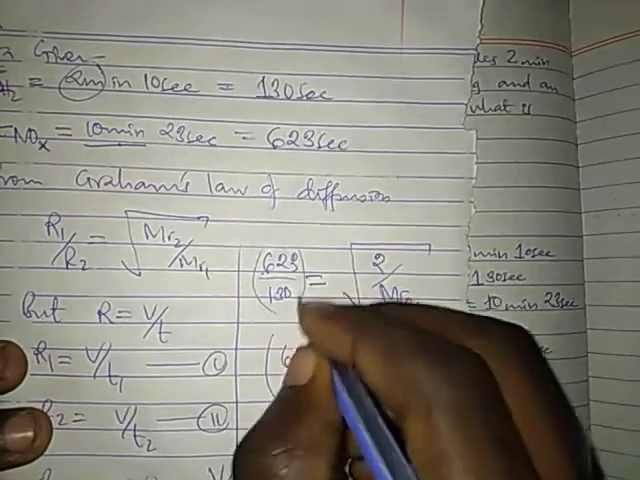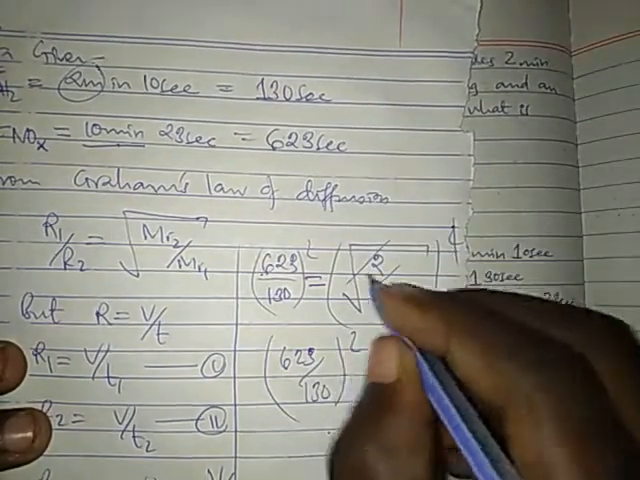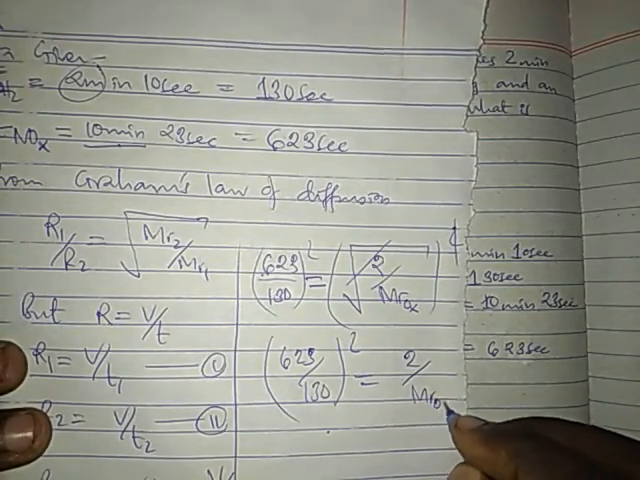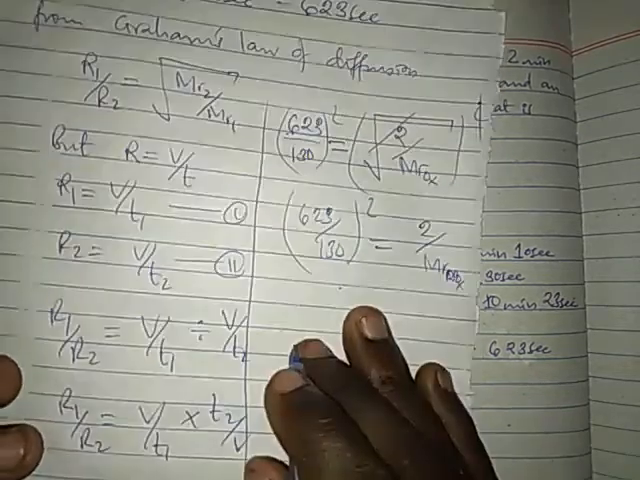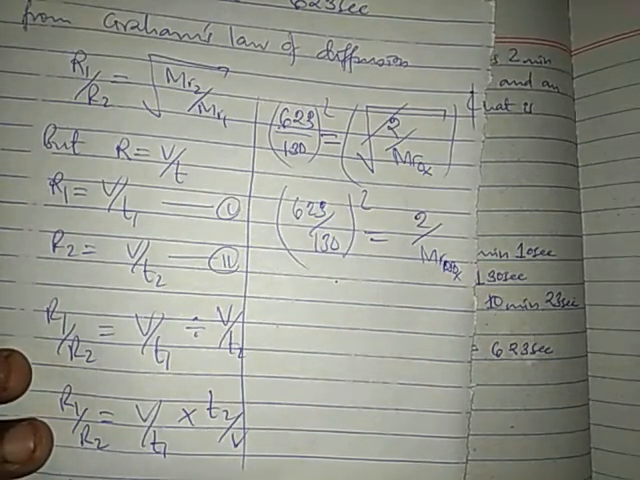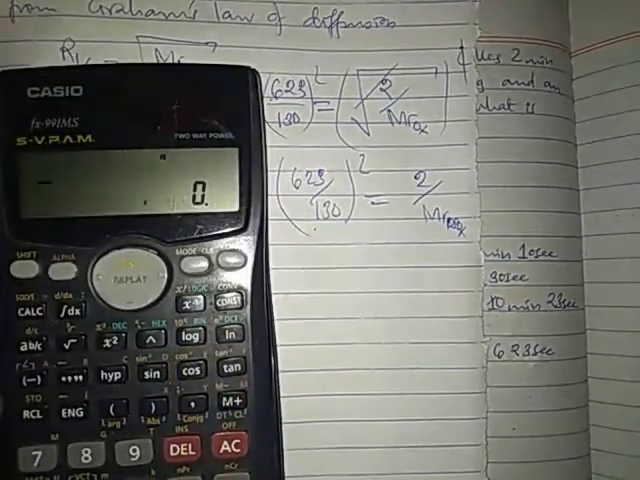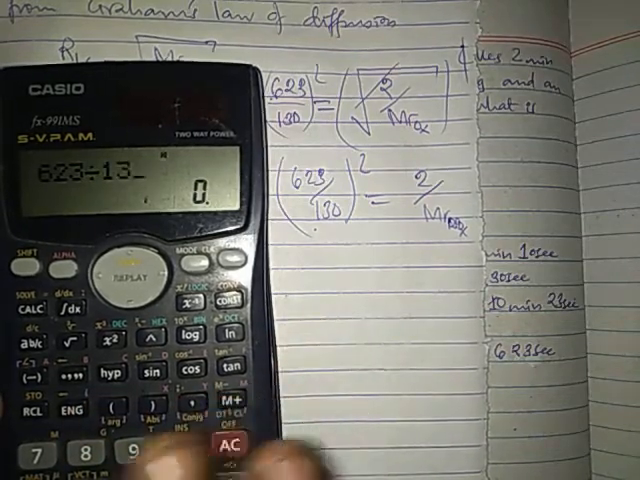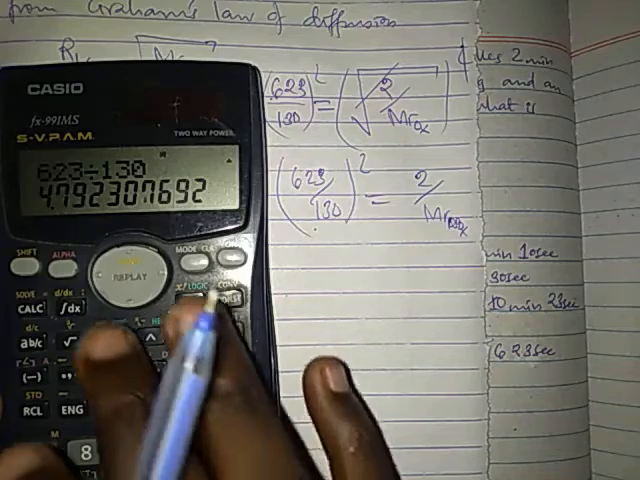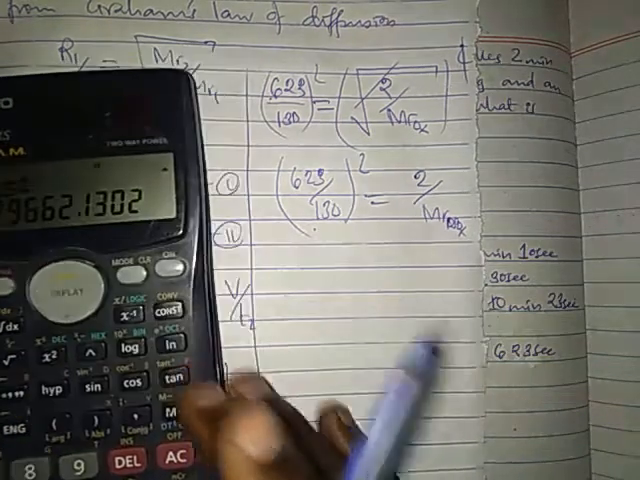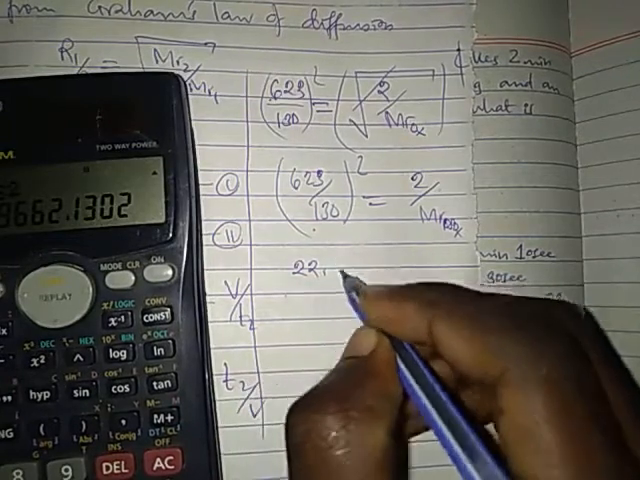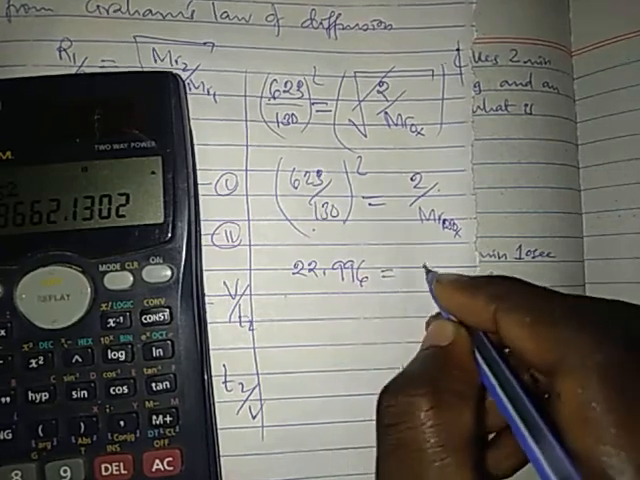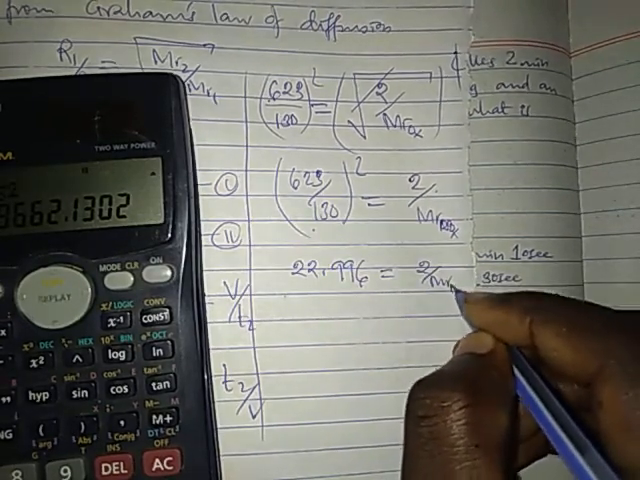We are squaring both sides. Ukisquare huku, square itaisha na hii. Huku unapata ngapi? 2 gawanya kwa molar mass of nitrogen oxide. So ukigawanya 623 gawanya kwa 130, square, unapata 22.996 ni sawa na 2 gawanya kwa molar mass.